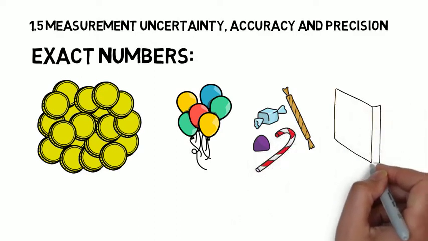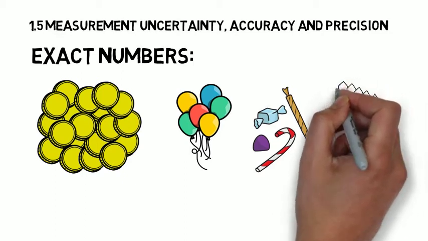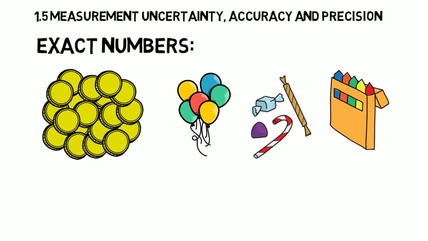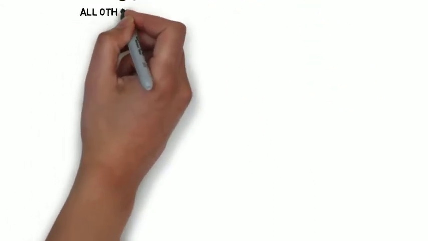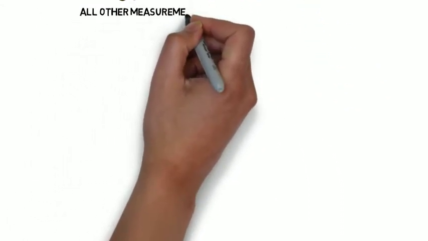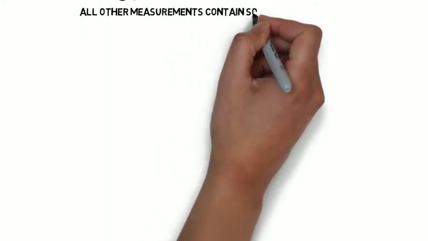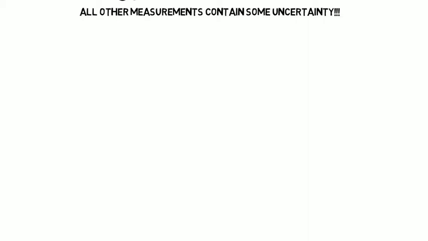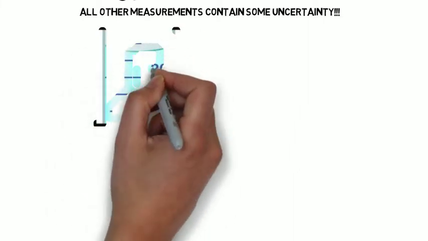Finally, you could have a box of crayons, and if you open that box of crayons, you would know exactly how many crayons are in the box. There is no uncertainty in this measurement. All other measurements, whether you made them yourself or an instrument made them for you like a scale, have some uncertainty in them. All other measurements.